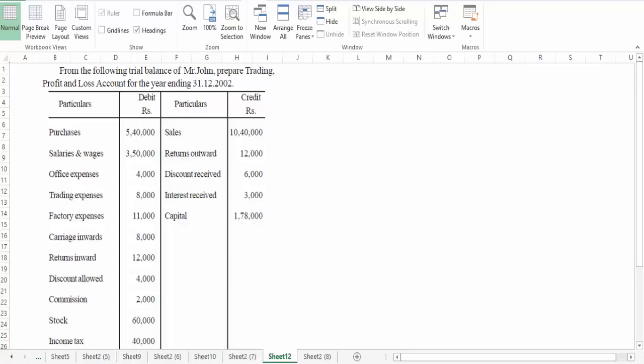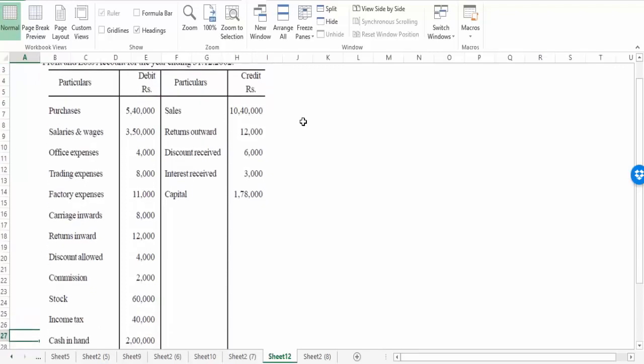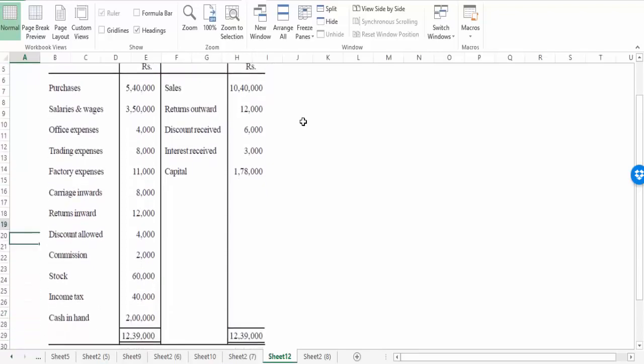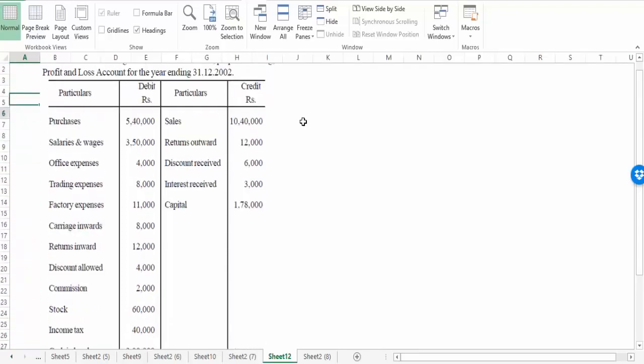From the following trial balance of Mr. John, prepare trading profit and loss account for the year ending 31st December 2002. So we have the trial balance, debit, credit. The debit items are available. So we have a lot, say up to here, and we also have credit items.